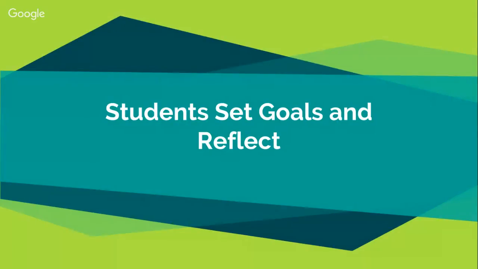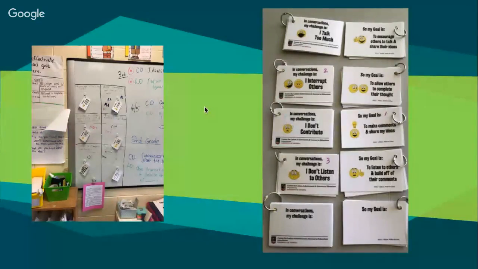Now, this is also important. I saw a lot of growth in my students when they set their own speaking goals. Here's an example. I bought these cards from Classy, and they're on their website. This is an important step: you have the student that always interrupts. That's their challenge. Well, their goal could be to allow others to complete their thoughts. I also had others that didn't contribute. They didn't talk much. So maybe their goal was to make comments.